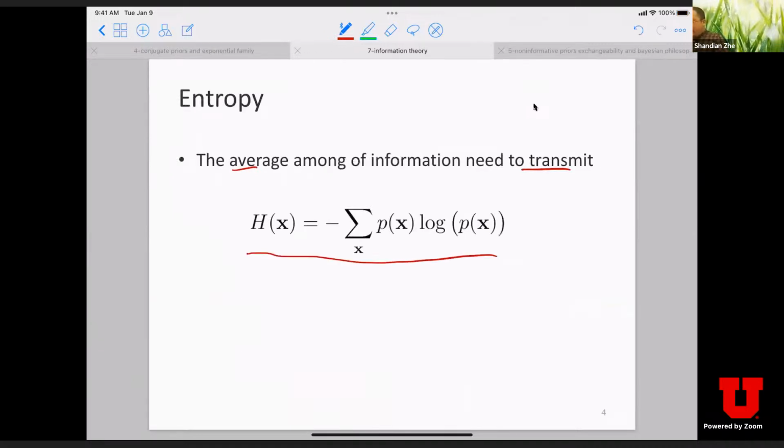Entropy is the expectation of the information function h of x. So if you write it out, it's a summation of negative p of x logarithm p of x. It's the expectation of negative logarithm p of x. Any question? Okay.